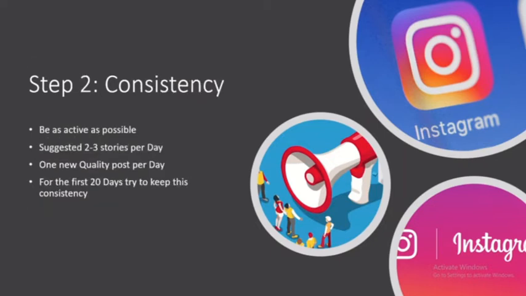All right, second step will be consistency. So right now that you have created everything, the second step will be consistency. You want to be as active as possible. When I'm saying as active as possible, what I suggest is going on comments, writing comments in the comment sections, commenting on other people's pictures, posting stories. I suggest from 2 to 3 stories per day.